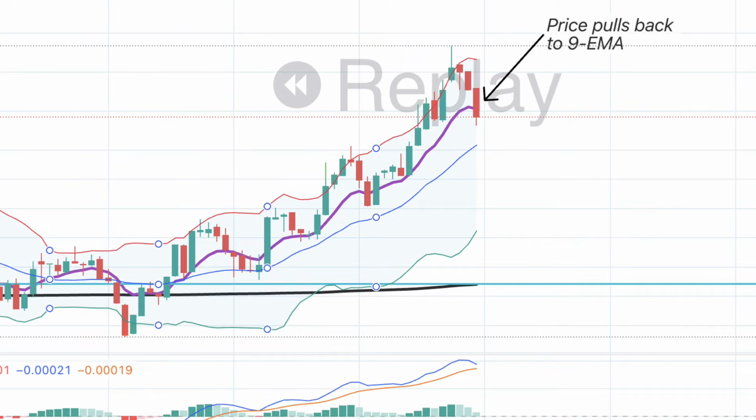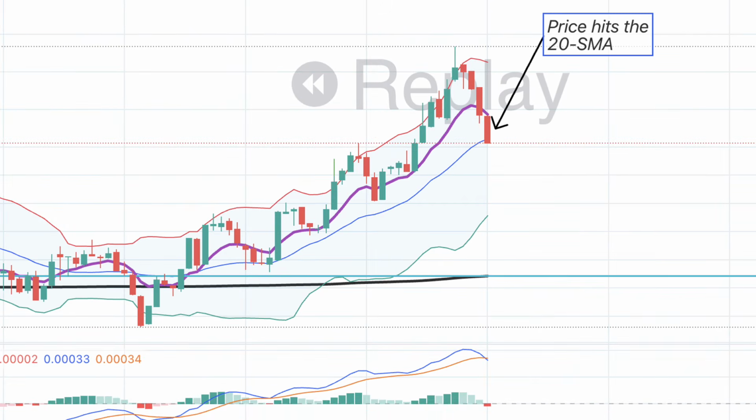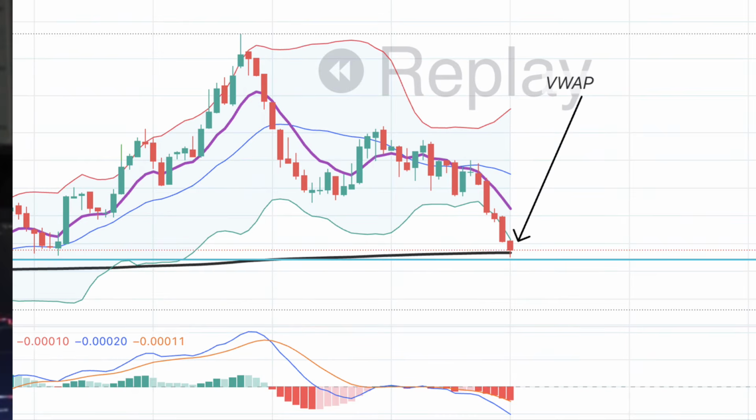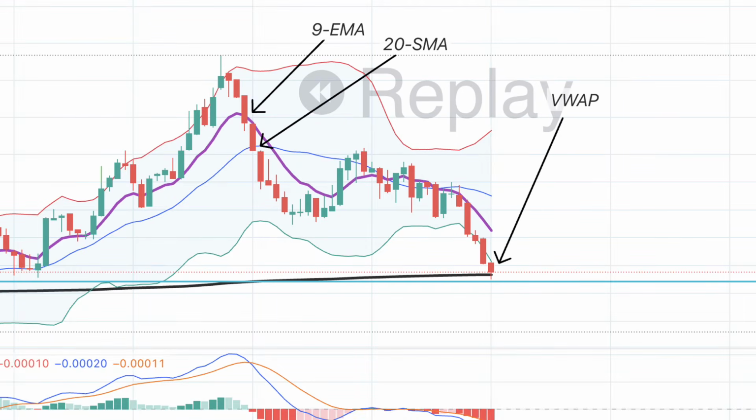Price pulls back to the 9 EMA, then drops to the midline, the 20 EMA, and you see the crossover of the 9 EMA below the 20 EMA. And then it settles near the VWAP, and this is a common occurrence as well. This is your reversal path. It hits all the major targets.